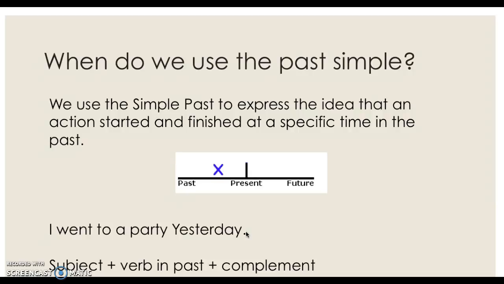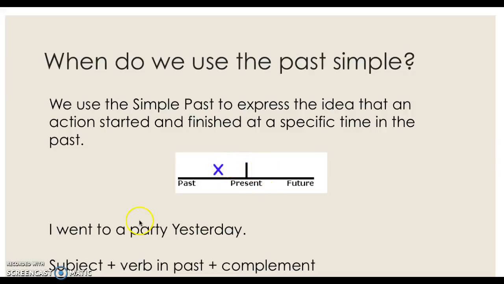So the first thing that you need to know is that we use the past simple to express the idea that an action started and finished at a specific time in the past. So as simple as that, we use the past simple to talk about something that started and finished in the past. You see, so here we have an event in the past. It started and it stopped right there in the past.